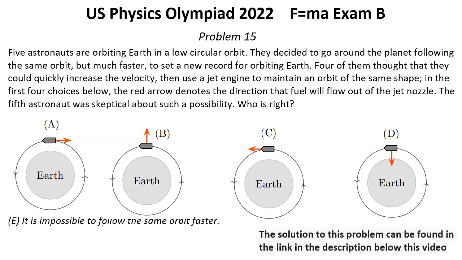Solution for problem number 15. The centripetal acceleration required to follow a circular orbit is v squared over r. If the speed is increased, the inward acceleration must be increased. So the engine should be pointed outward to provide an inward force. So that's answer B, and that was the solution for problem number 15.